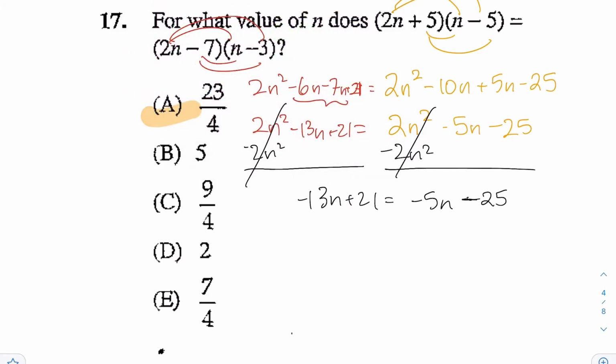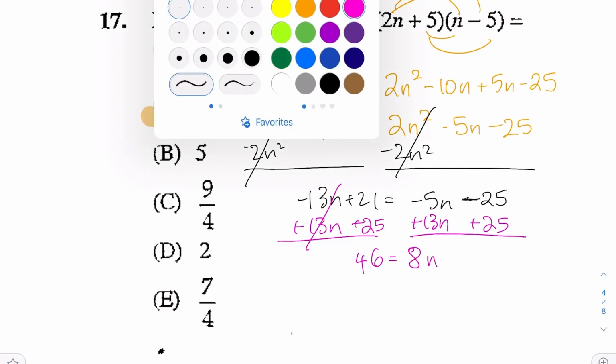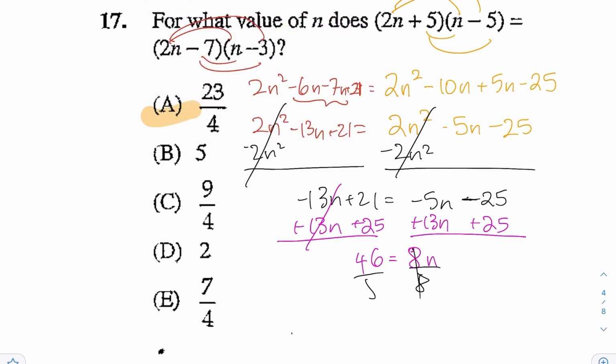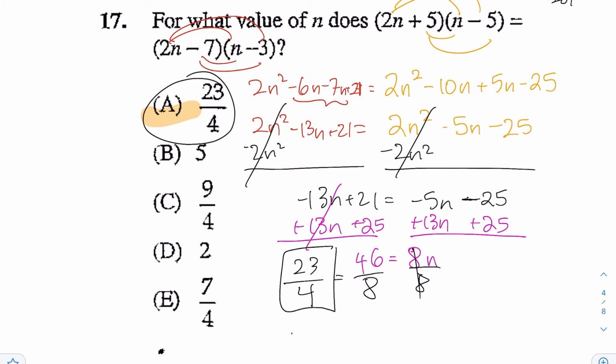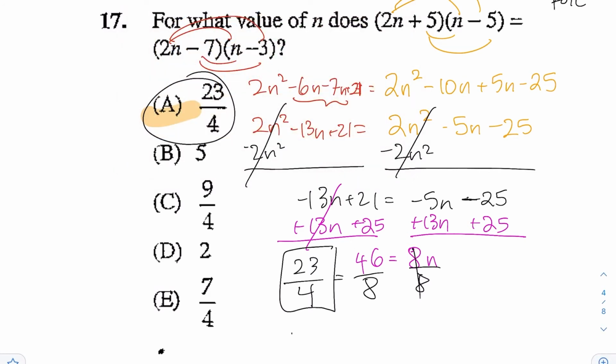So from here, you can add 13n to both sides and add 25 to both sides. So you get 46 is equal to 8n, and here you can divide both sides by 8. You get n is equal to 23 over 4 when you simplify by dividing by 2. That's choice A. So here the key is just FOILing, or first, outer, inner, last. And then you'll get 23 over 4 as the answer.